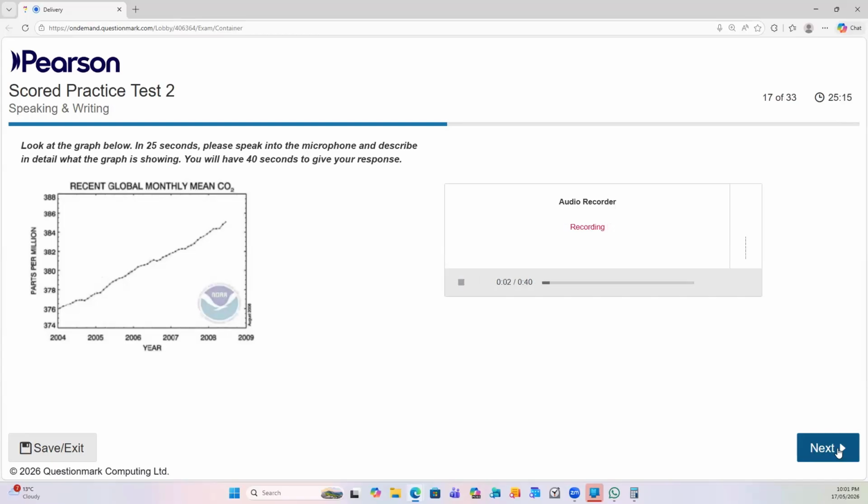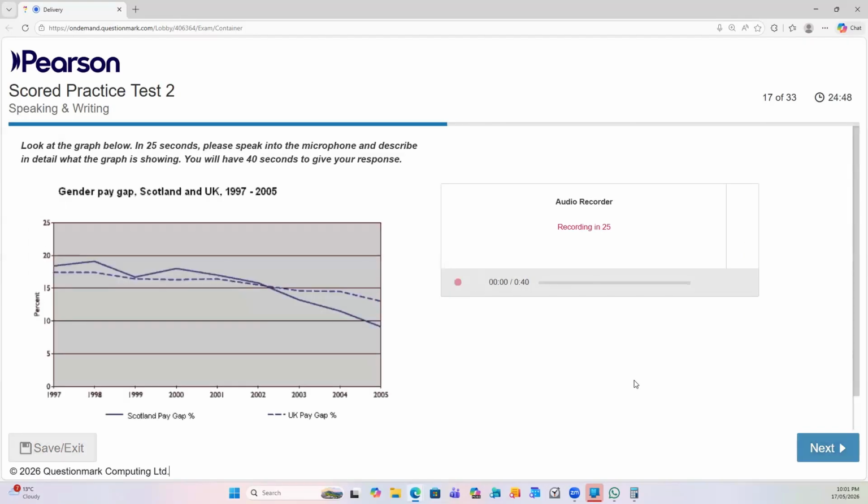The line graph provides information about recent global monthly mean carbon dioxide, CO2. The x-axis provides information of year. The range of the year is from 2004 to 2009. The y-axis shows the parts per million. The range is between 374 to 388. The highest was in 2008 and the lowest was in 2004. Overall, the graph talks about recent global monthly mean carbon dioxide, CO2.